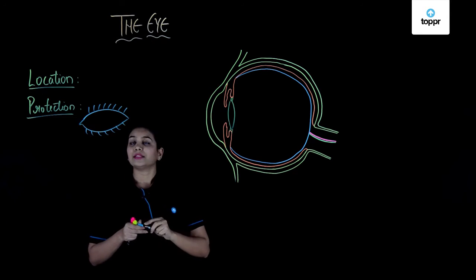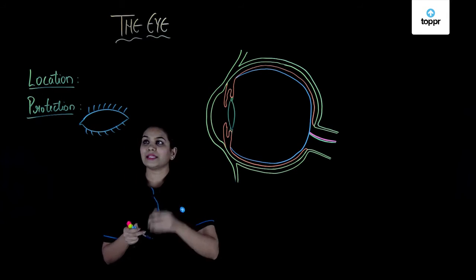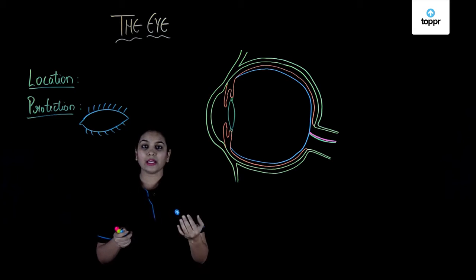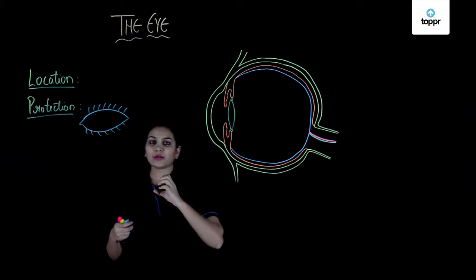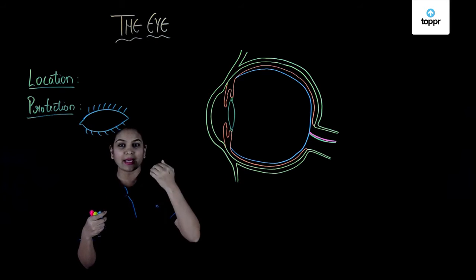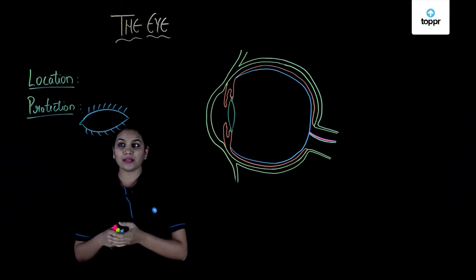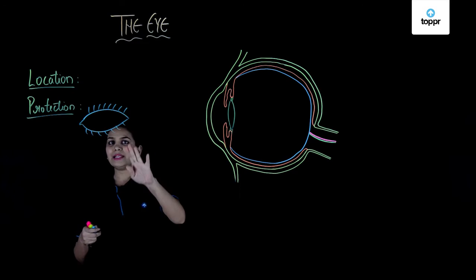Eyelids have some eyelashes, right? And these eyelashes help the eye to be protected from various dust material. They also shut as soon as they feel that high light intensity is coming over the eye. So this is the main function of the eyelids.